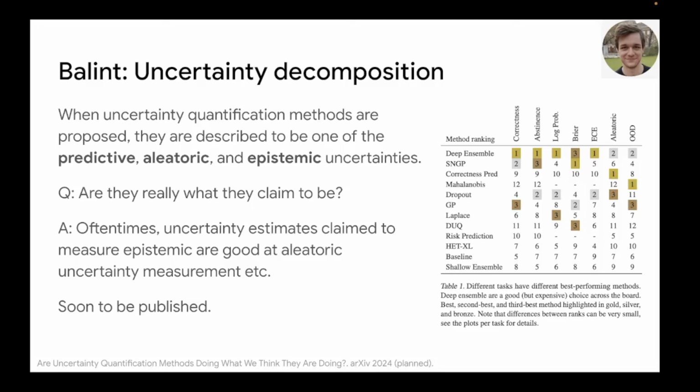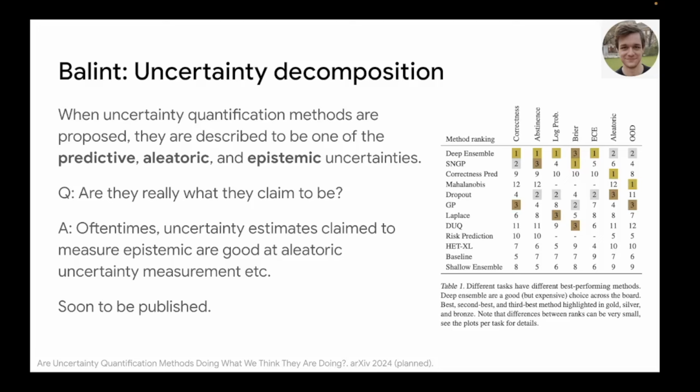With Balint here, we are working on uncertainty decomposition. When these methods are proposed, we typically come with a name tag, basically, whether this method is measuring predictive uncertainty or epistemic uncertainty or aleatoric uncertainty. But as far as we know, no one has questioned whether they are actually doing what they are supposed to do. Maybe the method is declared to do aleatoric uncertainty, but maybe it is super good for epistemic uncertainty. Theoretically, BMA is trying to measure epistemic uncertainty, but who knows, it's probably very good at measuring aleatoric uncertainty. So we are cross-checking all these possible combinations, whether something is done better by the other methods and so on.